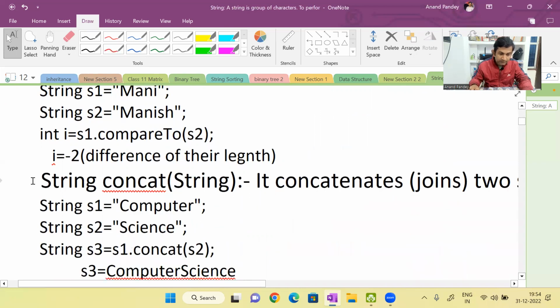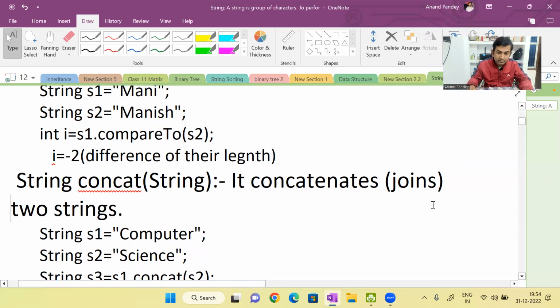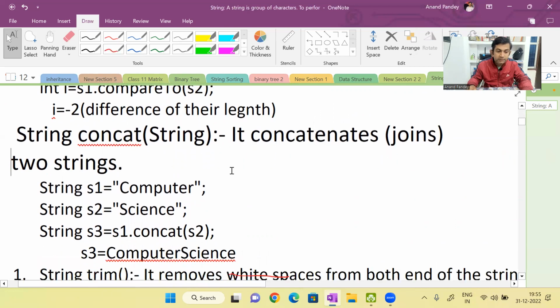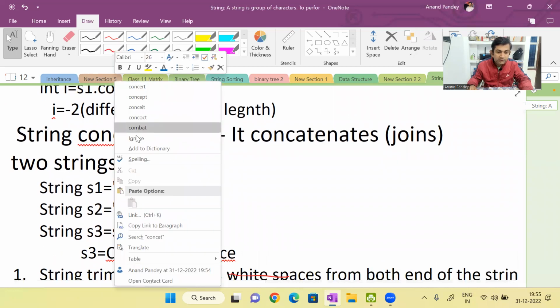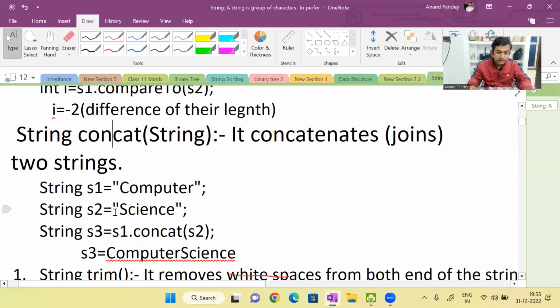Now coming to the next function, concat. The concat function concatenates two strings. Concatenates means it joins two strings. Okay, so let's explain with an example. Consider S1 equal to computer, S2 equal to science. S1 dot concat S2. So what it will do? It will concatenate, means it will join these two strings, and that will be stored into S3.